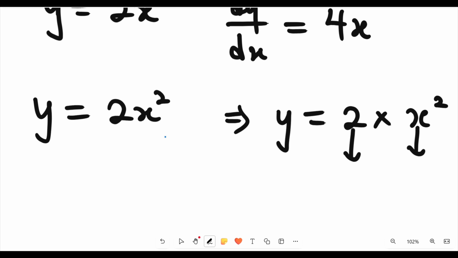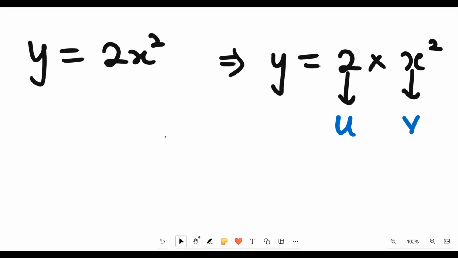All right. So this is how you apply the product rule. After making your u equal to 2 and your v equal to x squared, you are going to differentiate each of them in terms of x. Your y becomes uv. So this is how we differentiate this particular function.